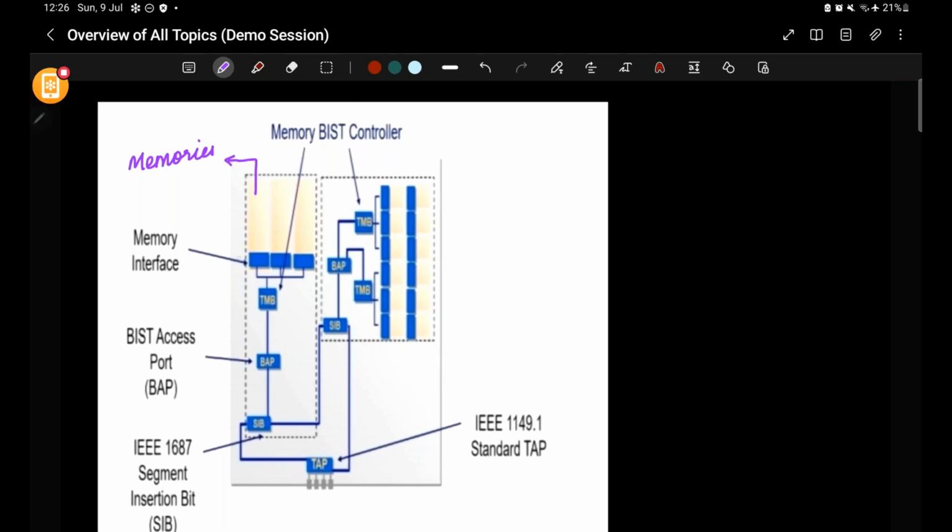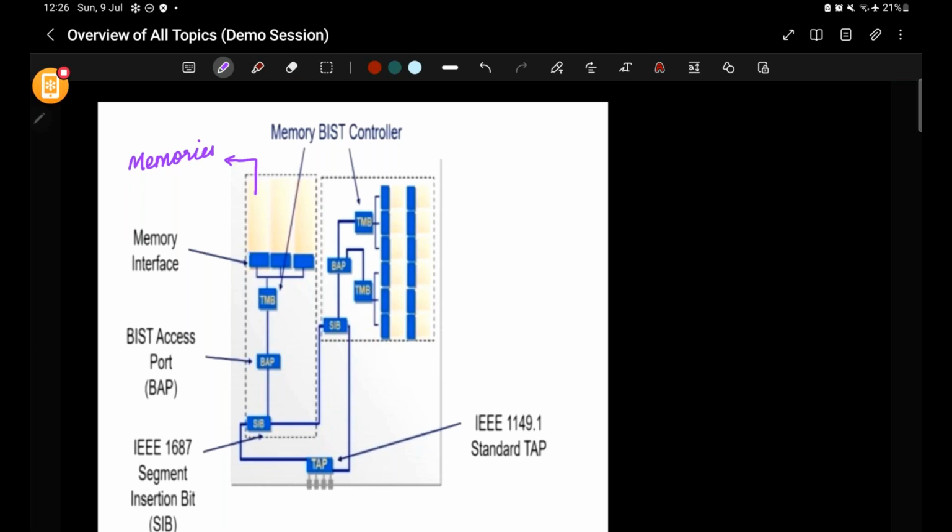Each memory should have a memory interface. So this blue colored portion, which is marked here as memory interface, is what is called the memory interface. In the interface of memories, we will be having some muxes in order to select between the test input and the functional input. We'll see in the next topic. So this is the memory interface.